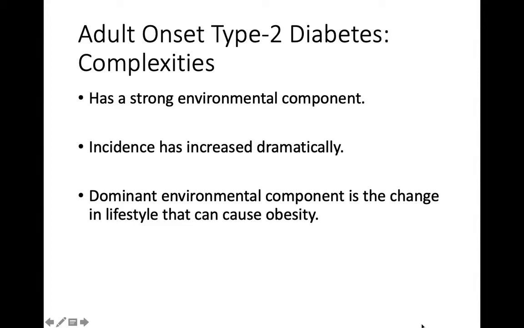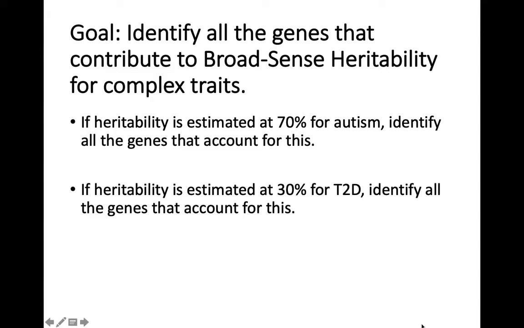So the complexities of type 2 diabetes: there's a very strong environmental component. Another thing to note is that the increase of type 2 diabetes in the world's populations is significant across many different countries. And so this has been proposed to suggest that there's a very strong environmental component, and particularly the dominant environmental component that's probably contributing to the increase in type 2 diabetes is a change in human lifestyle that's associated with increased obesity.